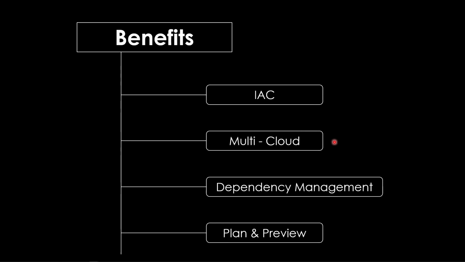Now that we understand the concepts and components of Terraform, let's explore some of its key benefits. So, the first one is IaC, infrastructure as code. Terraform enables codifying infrastructure, making it versionable, repeatable, and automated.